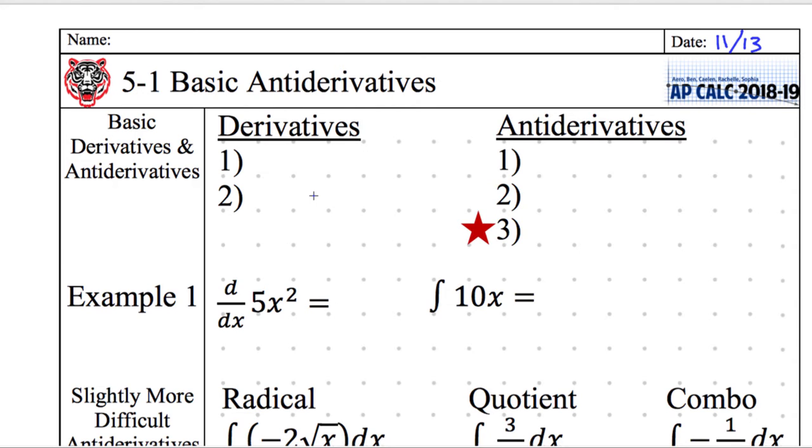So today we are going backwards, which is fun. Derivatives is going forwards. Antiderivatives, that's going backwards. So for derivatives, let's talk about the power rule. What was the rule? Do you remember? Shout it out. Multiply down. Yeah, multiply down. Subtract 1.